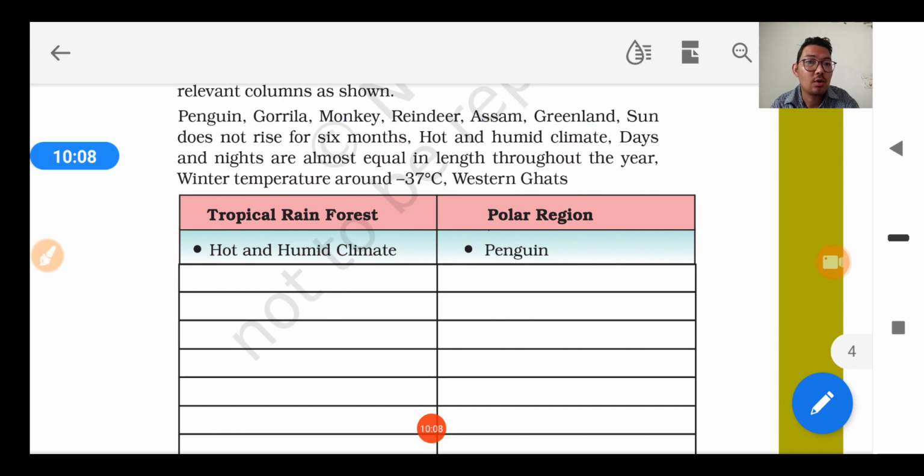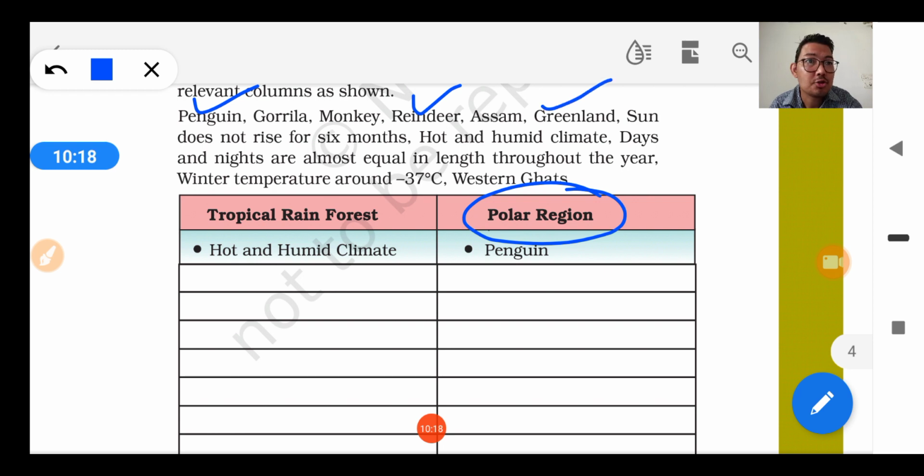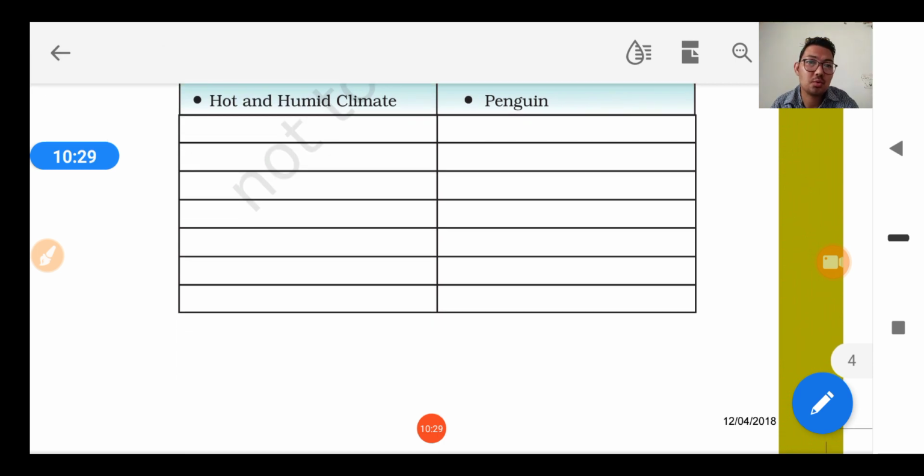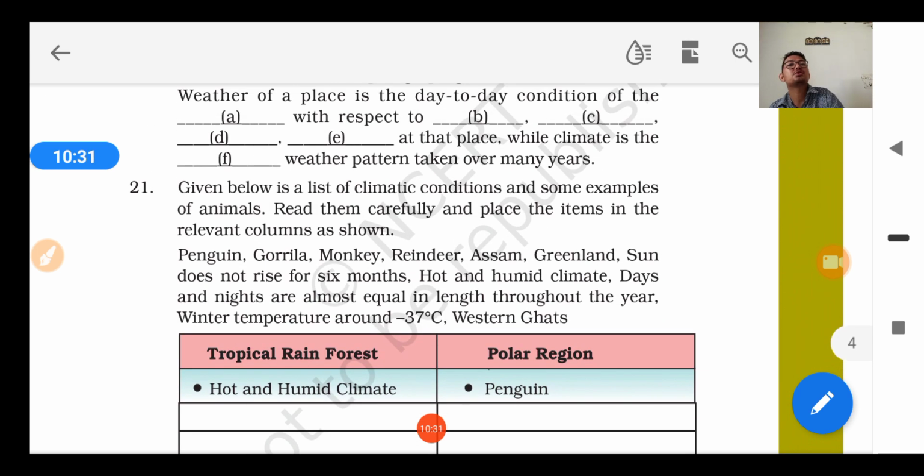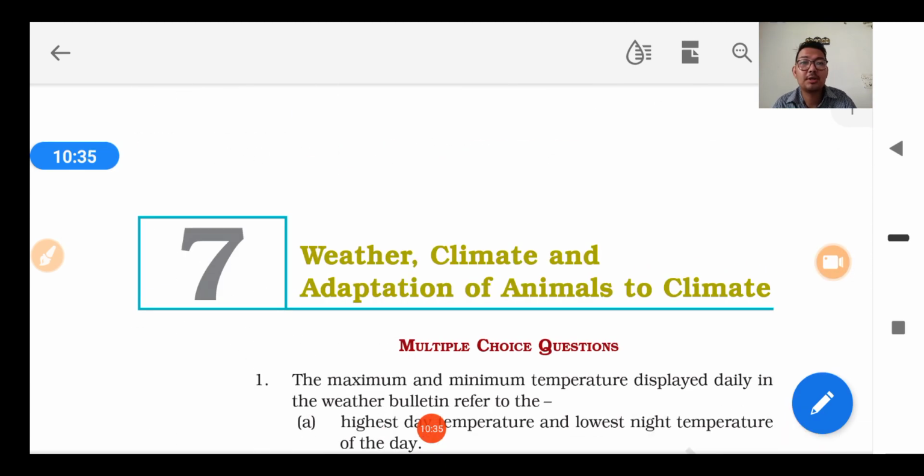Now let's come to column B, which is the polar region. In the polar region, penguin is found, reindeer is found, and Greenland is in the polar region. The sun does not rise for 6 months, and winter temperature can reach around minus 37 degrees Celsius also. So the question was very interesting. So this was all about the NCERT Exemplar problems of chapter number 7.